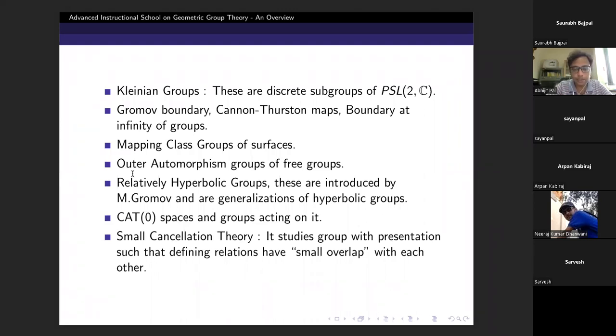Yeah. And another thing is relatively hyperbolic groups. These are generalizations of hyperbolic groups. Again, this was introduced by Mikhail Gromov. Then CAT(0) spaces and groups acting on them. CAT(0) spaces are again generalizations of Euclidean space and hyperbolic space. I think we can't do CAT(0) spaces in this workshop, but we'll be doing something about small cancellation theory. It studies groups with presentations such that the defining relations have small overlap with each other. Okay.